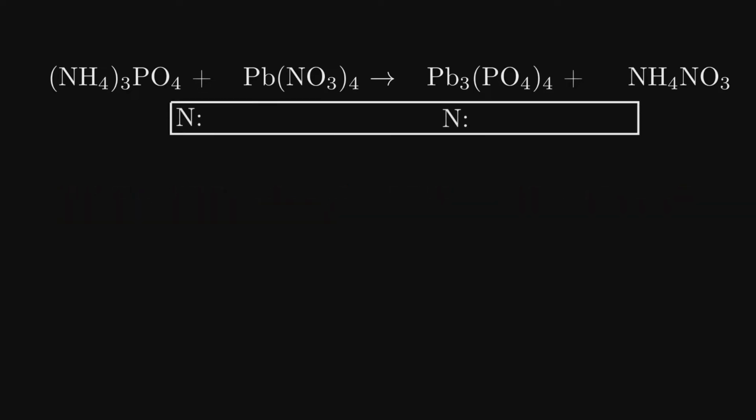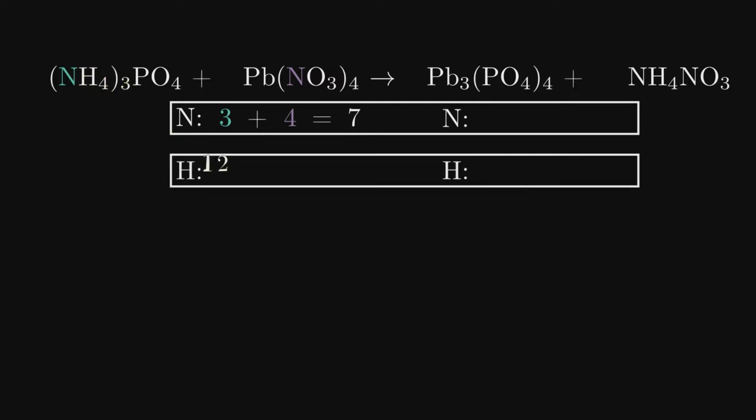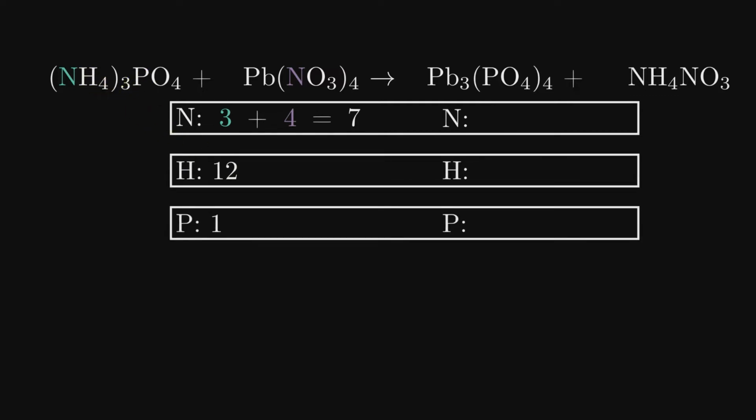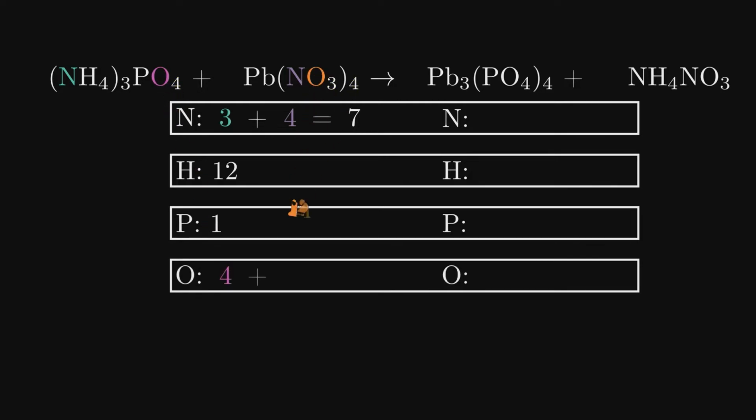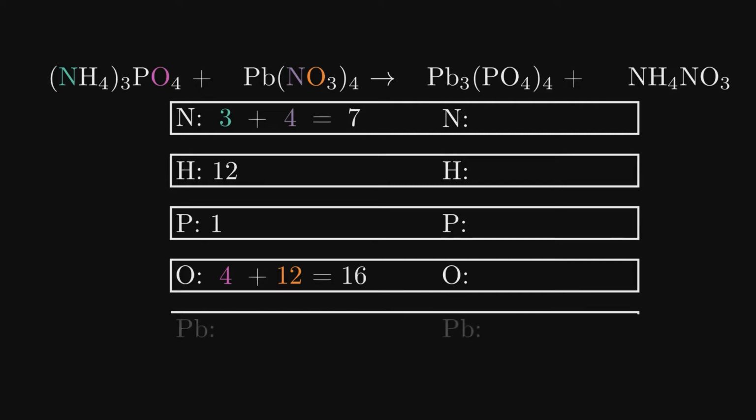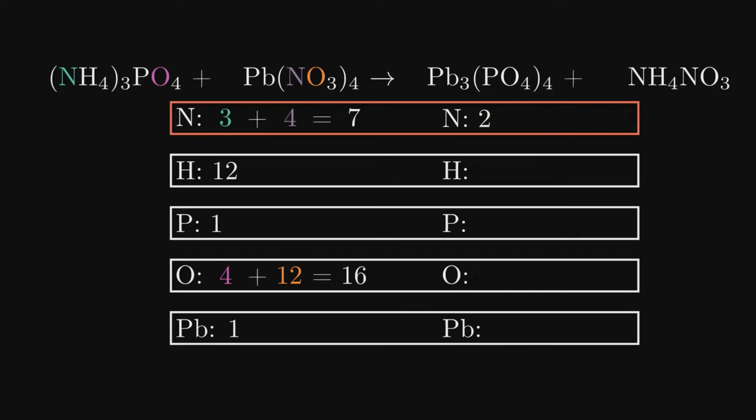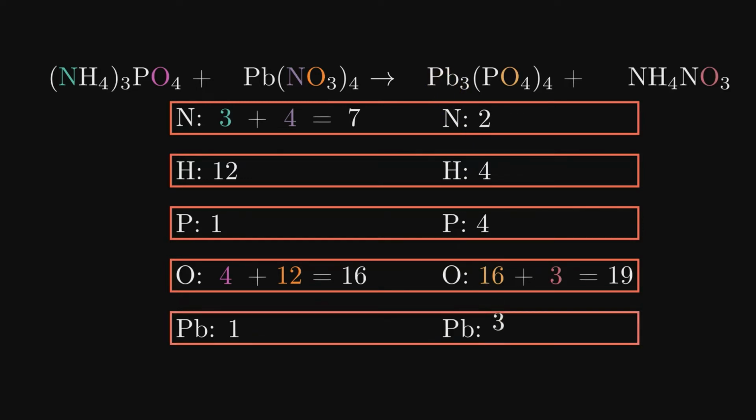There are 3 nitrogens in ammonium phosphate and 4 in lead nitrate, which gives a total of 7 on the reactant side. Hydrogen with 12 and phosphorus with 1 are easy to count, but then there are 4 oxygens plus another 12 oxygens for a total of 16 on the left. Finally, there is a single lead, and we are done with the count of the reactants. Luckily, the products are a bit easier to count. Nitrogen only shows up in one product, and there are 2 of them. There are 4 hydrogens, as well as 4 phosphorus atoms. Oxygen is again split with 16 in the first product, and 3 in the next for a total of 19. We finish with lead, of which there are 3.